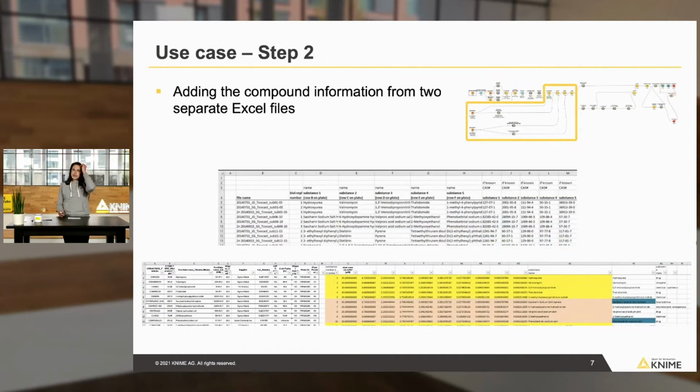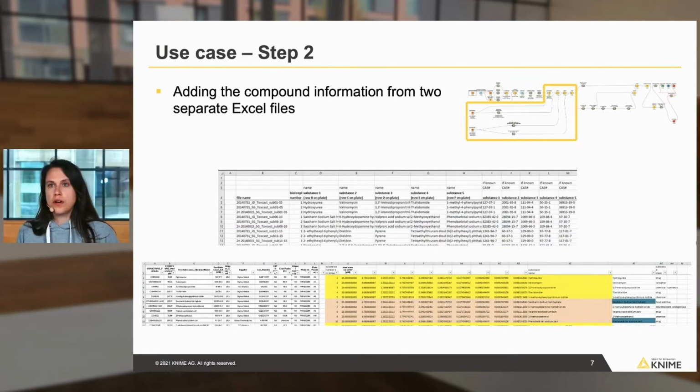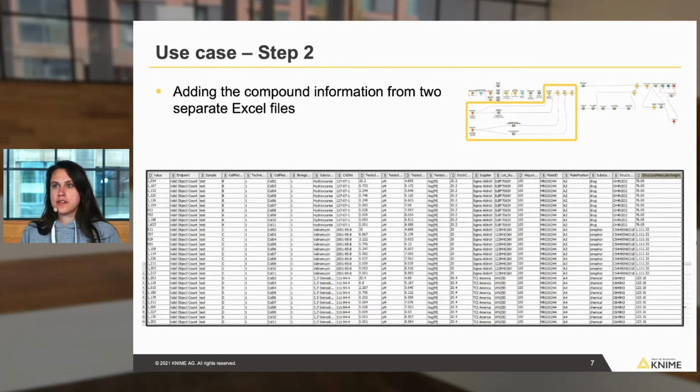Then in the second step, I would merge the compound information. So I was already telling you, we had these 2 different Excel files. One of them contained the information about which compound was tested, and the other file would contain the information about the concentration, and they would only be linked to the actual data with the file name. So I joined this now to my data table.